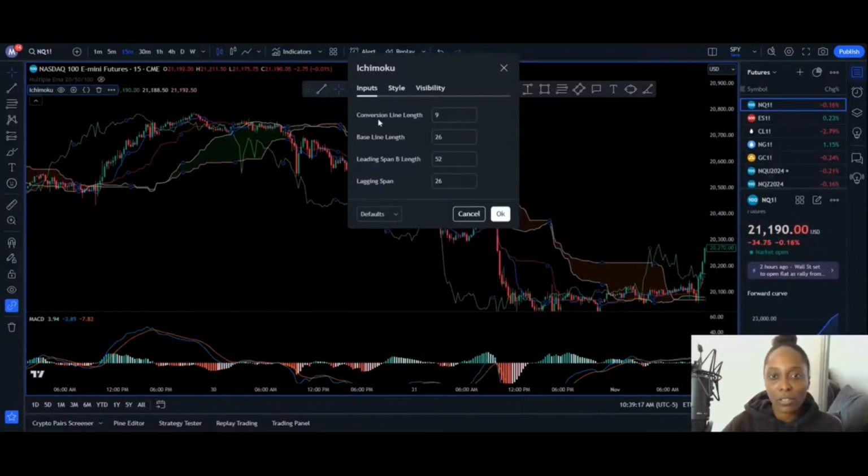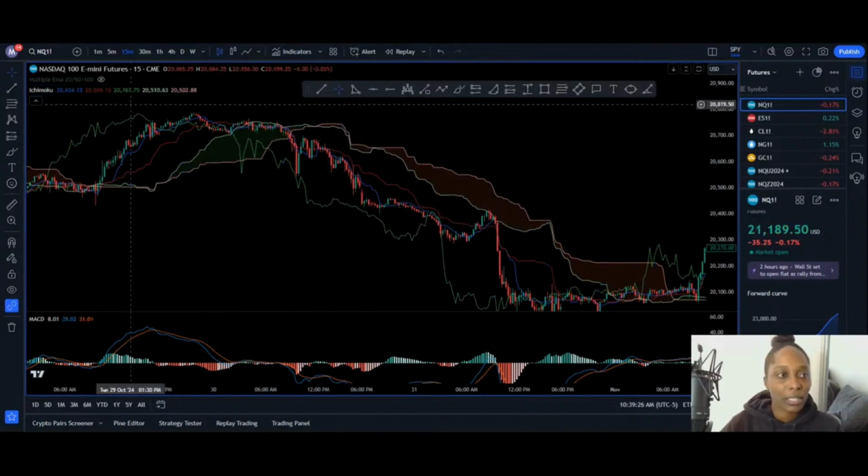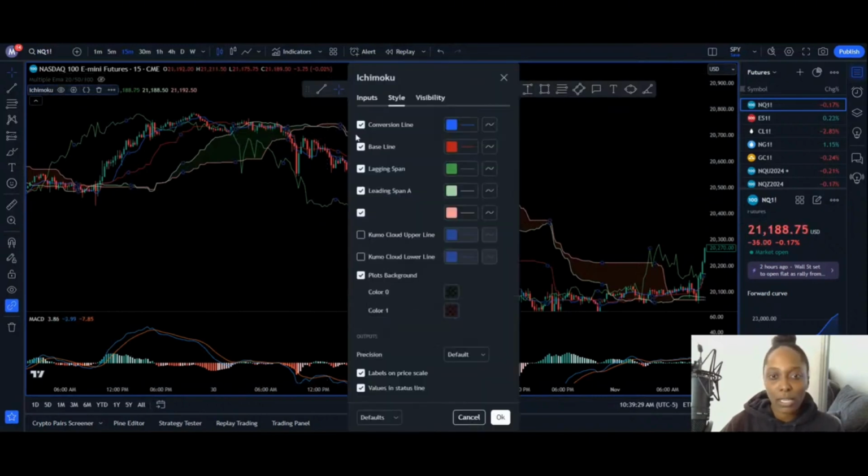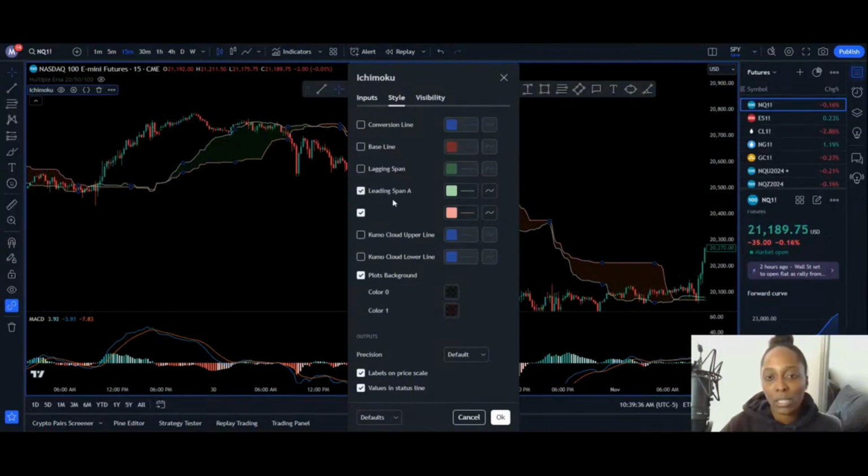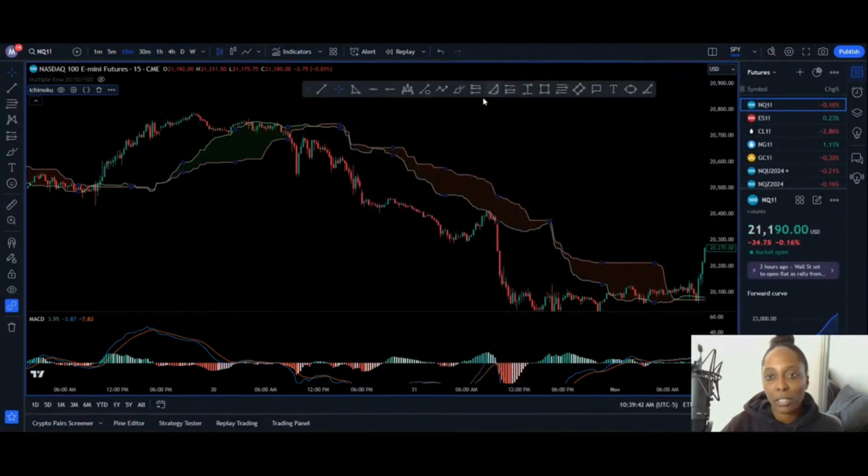The inputs, as you can see: conversion line length 9, baseline length 26, leading span B length 52, and lagging span 26. So I do not bother with the conversion line, the baseline, or the lagging span. I just have the leading span A, which is the top of the cloud, and the leading span B, which will be the salmon color, this line here.